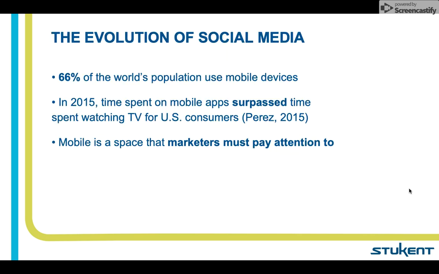So, the evolution of social media: 66% of the world's population uses mobile devices. As a marketer, you might think that's larger than half the world's population, so you might want to figure out how to use mobile to your advantage. And mobile, again, is a way that people can access their social media. In 2015, time spent on mobile apps actually surpassed time watching TV. Mobile is a space that marketers should pay attention to, because clearly it's something that people are interested in and using, and is a great new tool.